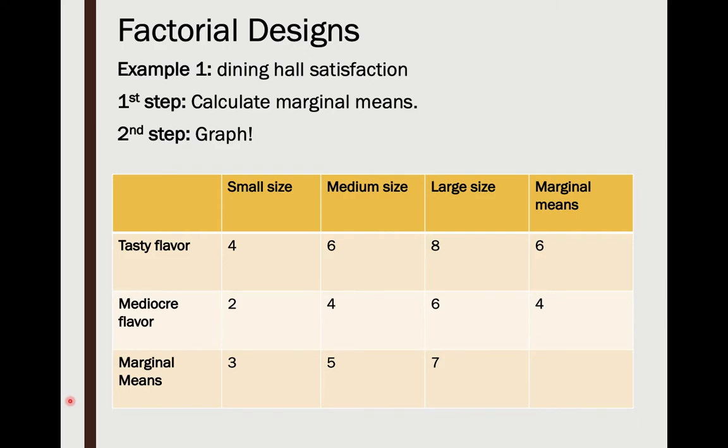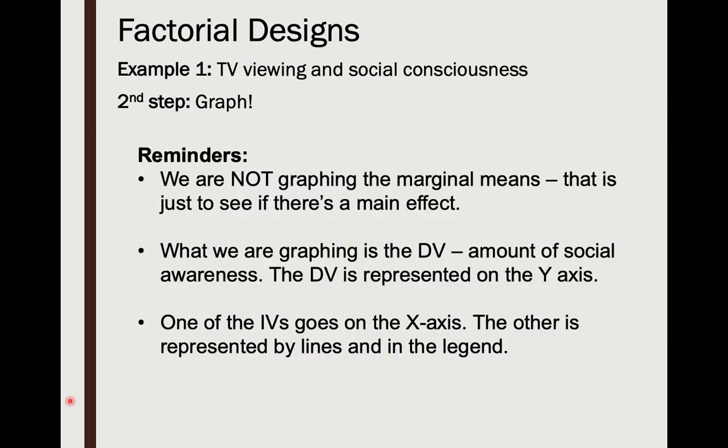Our second step is to graph. Again, reminders for graphing. You do not graph the marginal means. That's just a C for main effects. You graph the dependent variable. Again, this is not social awareness. Let me change that.